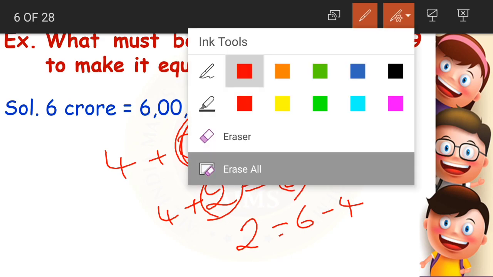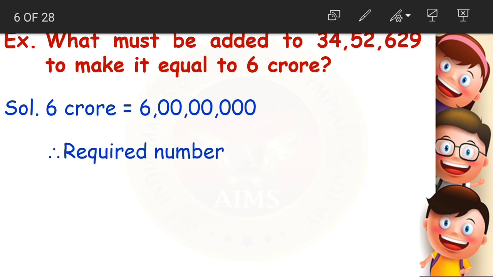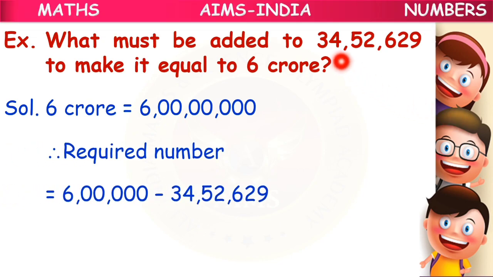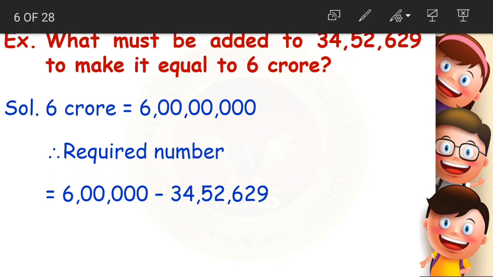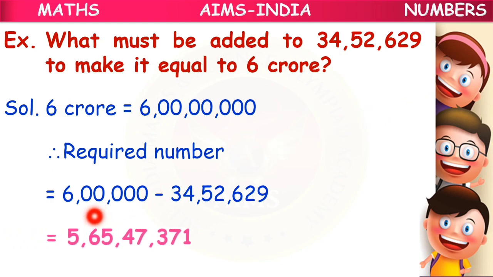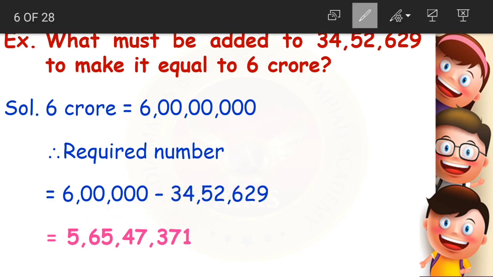Right, students? In the same way, in the question we have 34 lakhs and 6 crores. So when we subtract both these numbers, we'll get our required number. Now what will our required number be? 5 crores 65 lakhs 47,371. Yes, students. And again, as I said, with addition, the place values are very much important.